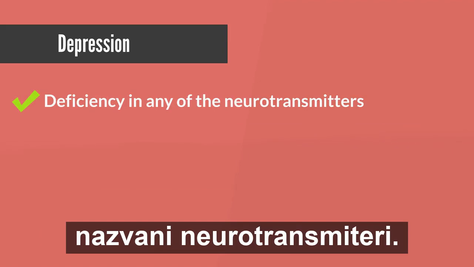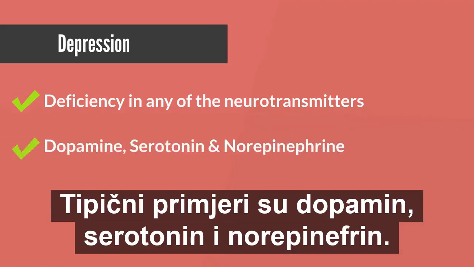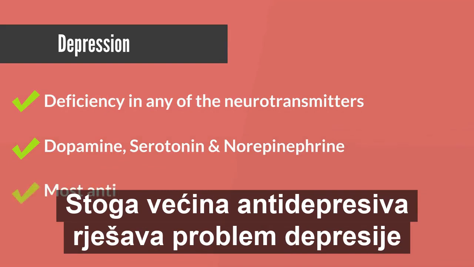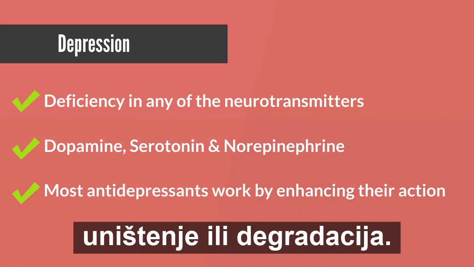Now, at a very high level, depression is caused when there is a deficiency of certain chemicals in the brain called neurotransmitters. Typical examples are dopamine, serotonin, and norepinephrine. Therefore, most antidepressants tackle the issue of depression by enhancing these neurotransmitters, typically by preventing their destruction or degradation.